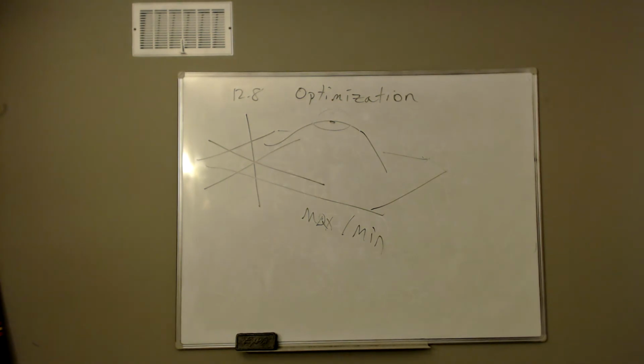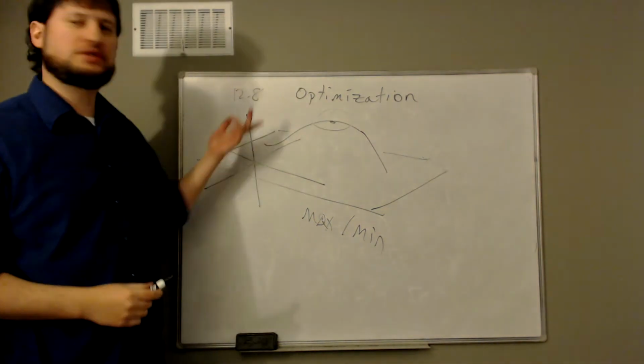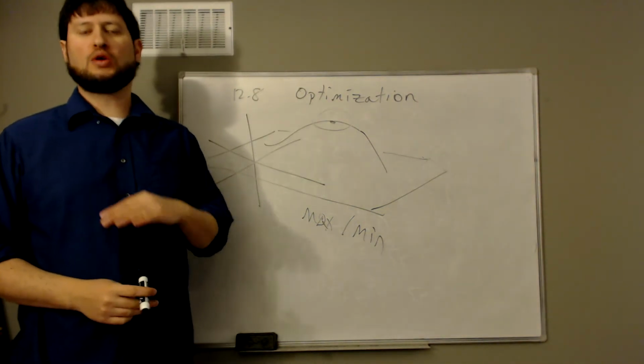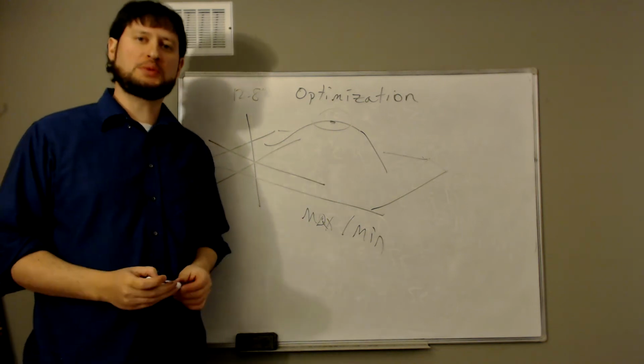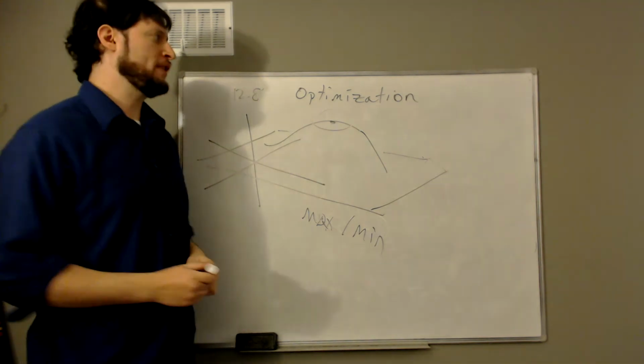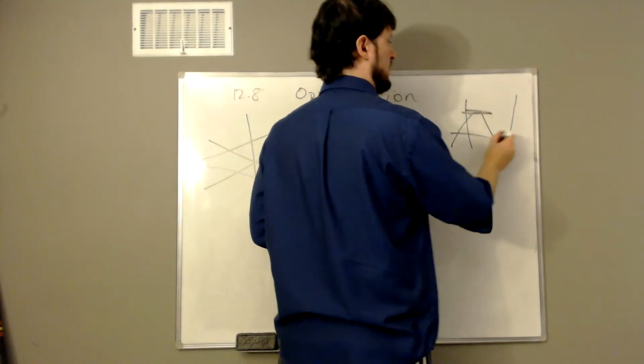Now in Calc 1, we knew how to do that. If I were looking for max or min values in Calc 1, I was looking for places where we had a horizontal tangent line. A horizontal tangent line, that is f prime equals 0, was a point where we had a maximum value or a minimum value. So a point with a horizontal tangent line was good.